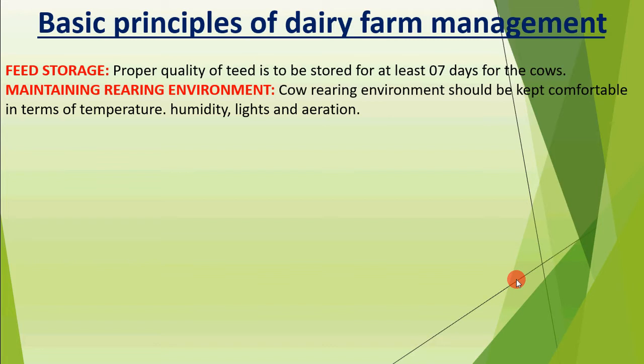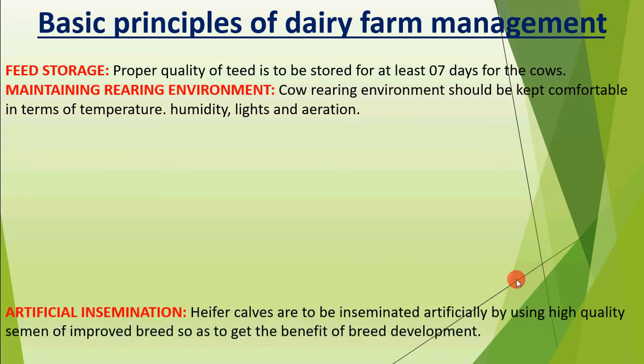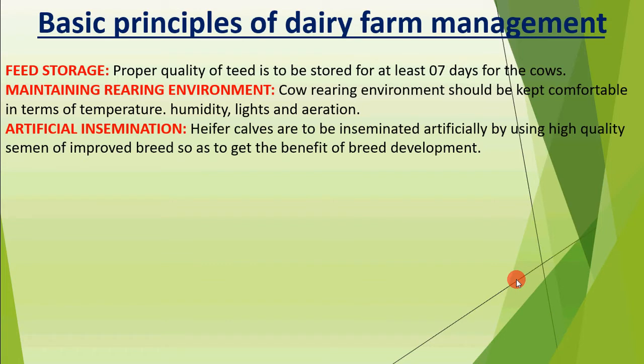Maintenance of rearing environment, that means you have to maintain the rearing environment. Where you keep the cow, in your shed or in a house or in a building, at that time you have to provide proper temperature, proper humidity, lights and ventilation. You have to keep the environment cool. Otherwise, if it's too hot and humid, the cow will not stay properly. They will suffocate and might be infected by different diseases.